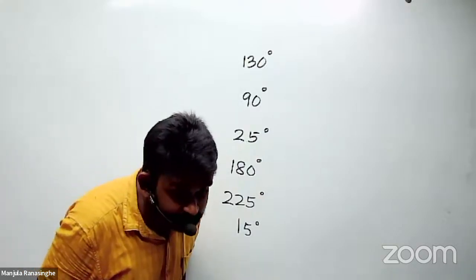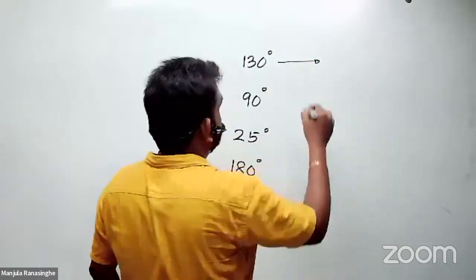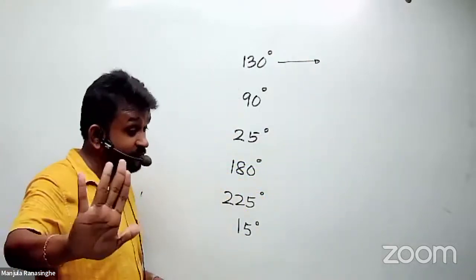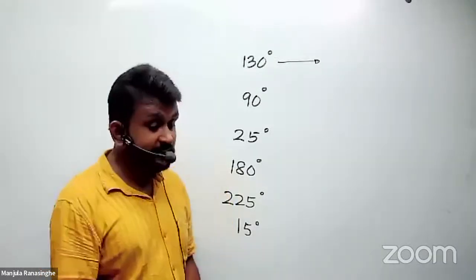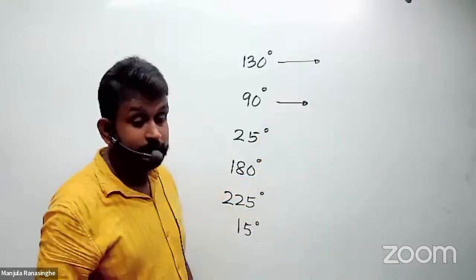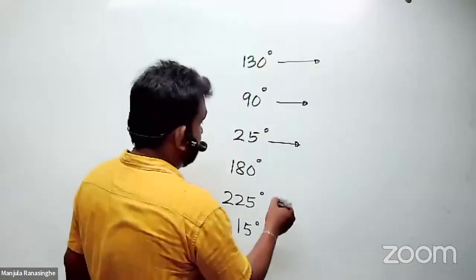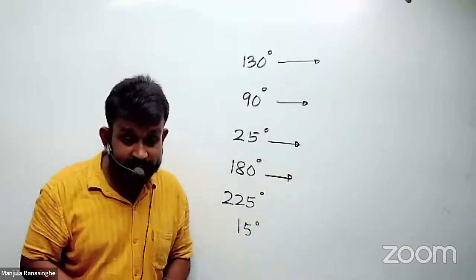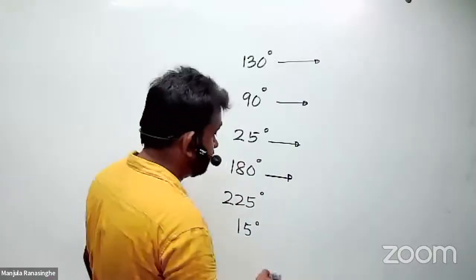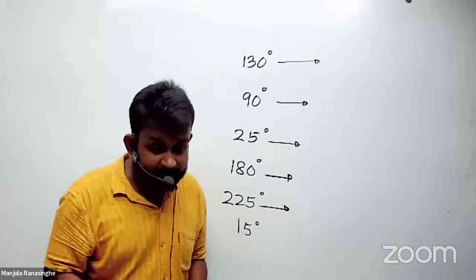First question goes to Subati. What is the name for this 130-degree angle out of those names? Obtuse angle, very good. Then Negan, what is a 90-degree angle? Right angle, very good. Then Hesali, what is 25-degree? Acute angle, well done. Then Imetya, what is a 180-degree angle? Straight angle, very good. Then Tinuk, what is 225 degree? Reflex angle, very good.